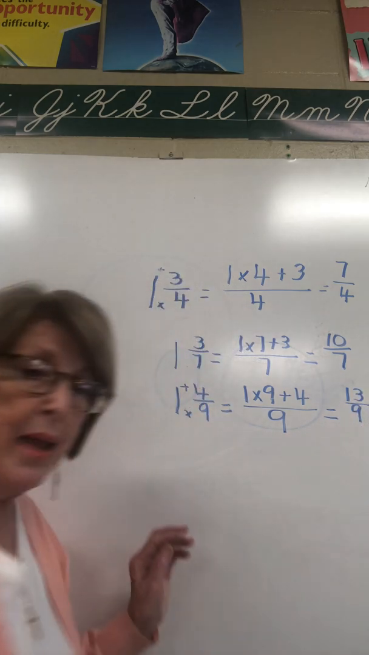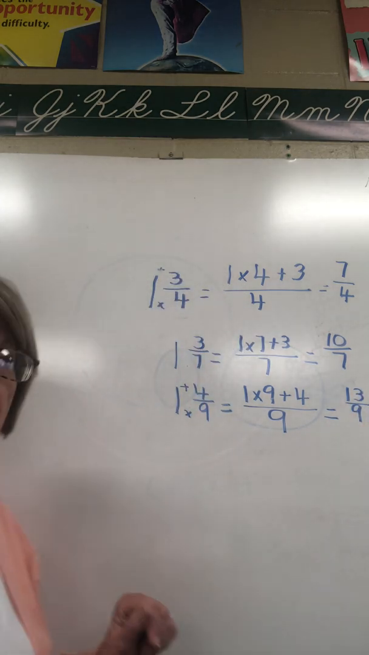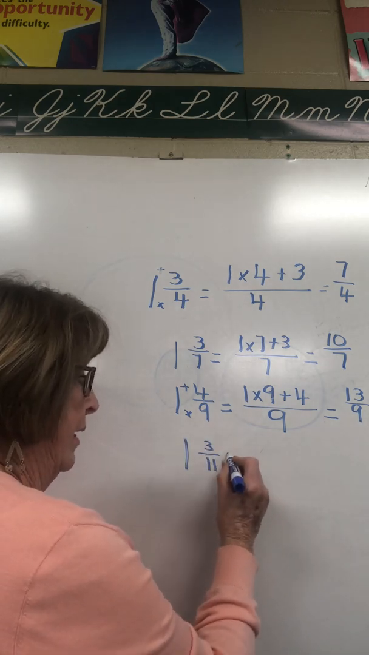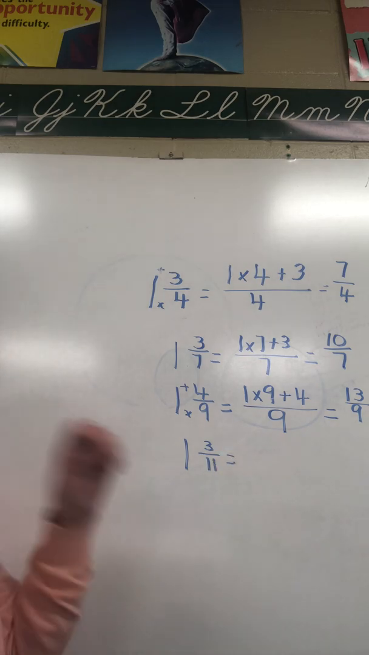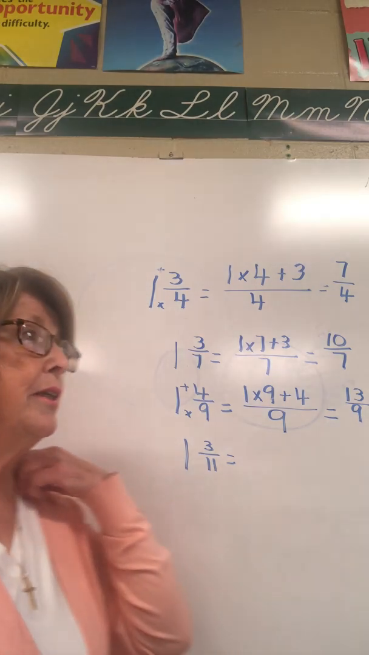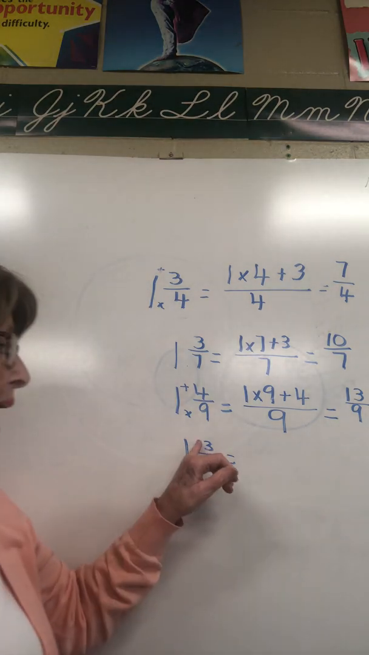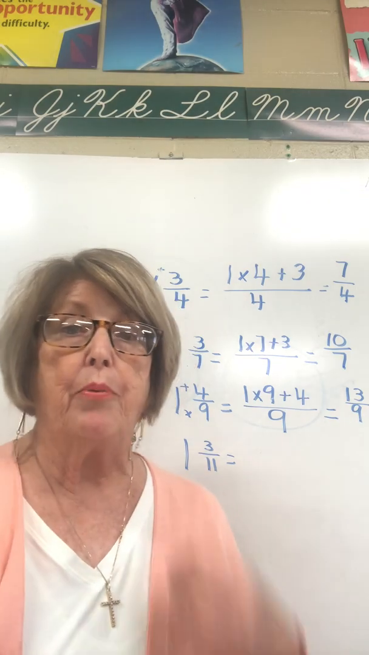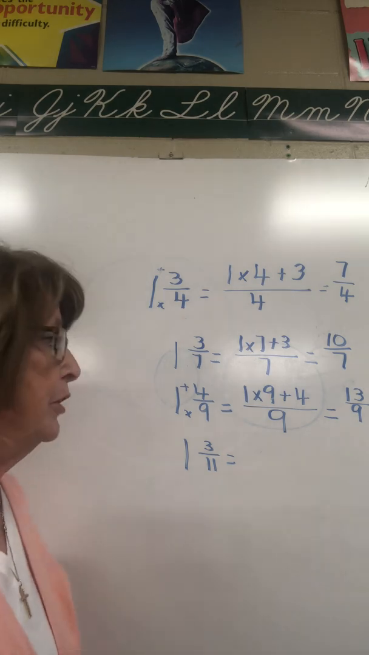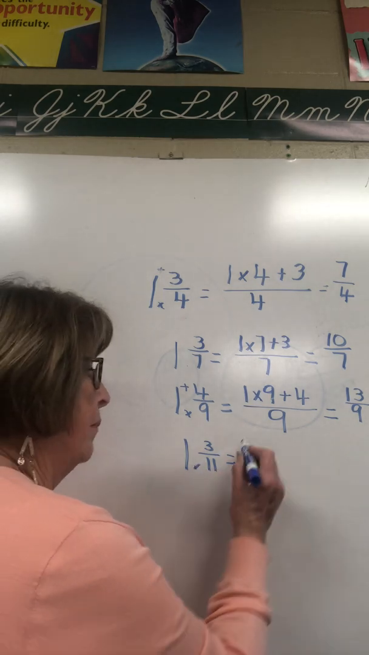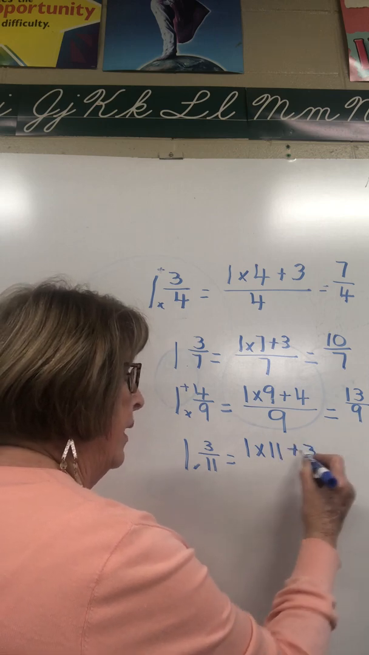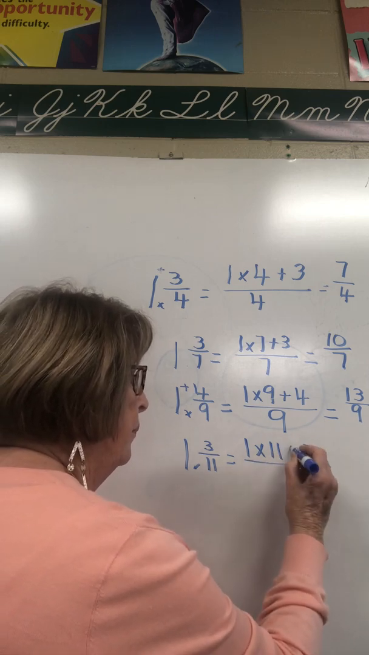Very good. All right, I'm going to let you try the last one on your own. It is 1 3/11. Now think about what the rule tells you to do. You're going to multiply the whole number times the denominator, and you're going to add the numerator to that product and see what you get. Okay? All right, now check it. Did you do this? 1 times 11 plus 3.